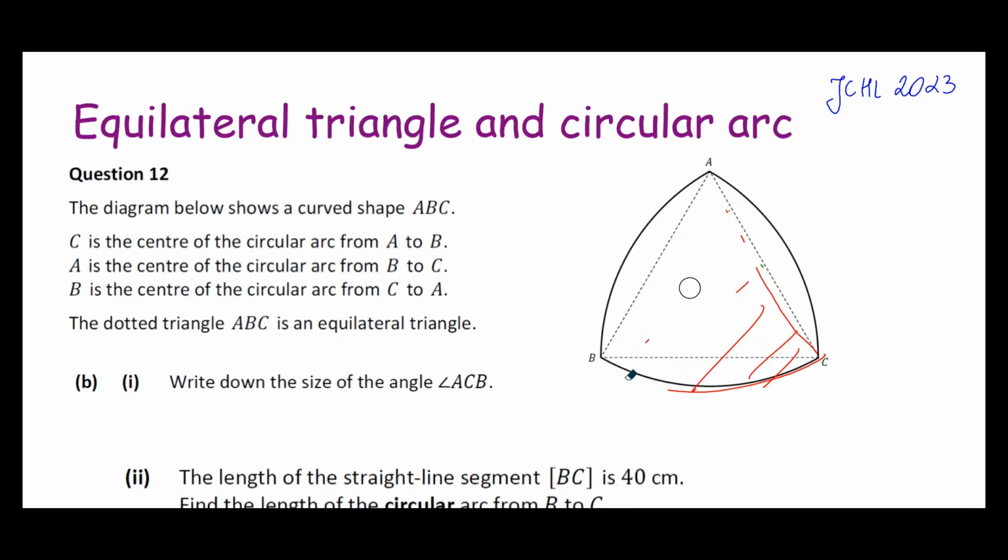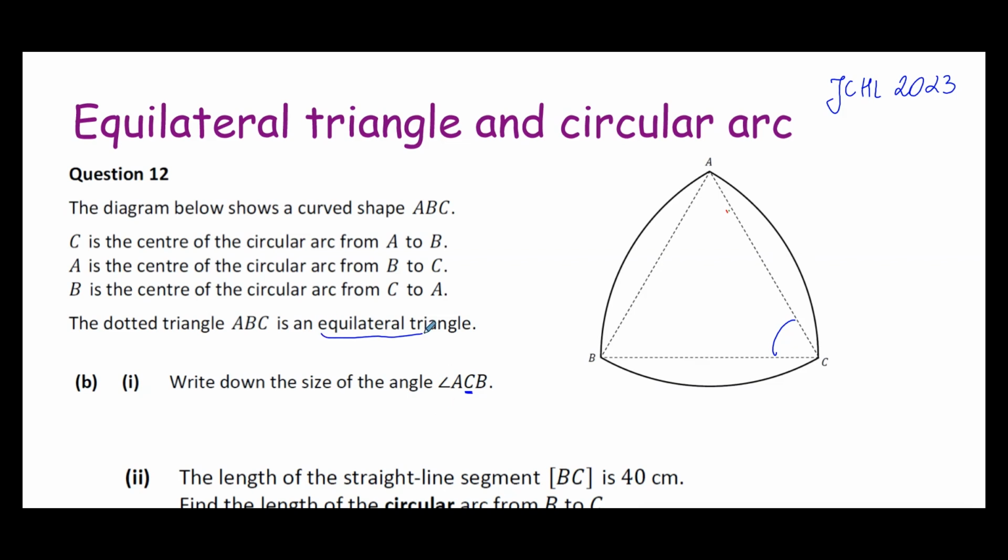Now, we are told as well that the dotted triangle ABC, so this triangle inside, is an equilateral triangle, and therefore they're asking us to write the size of the angle ACB. ACB, that's the one. Always remember, where that middle letter is, that's where your angle is.